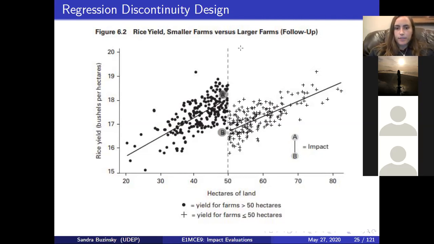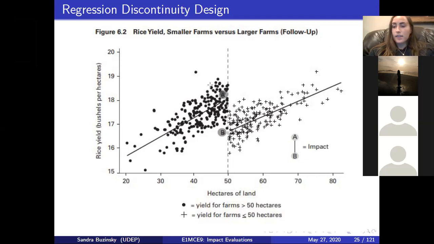Why do you think just doing A minus B at this cutoff is a good estimation? I mean, it can be because of the similarity between the groups at the cutoff. So yeah, you can directly. Exactly. So it's the setup of a regression discontinuity design, right?